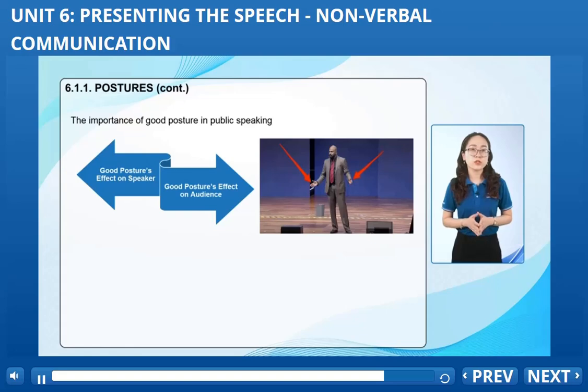Next one, good posture can affect the audience as well. Since we're talking about public speaking, you can't ignore the positive effects of opting for a good posture on your listeners. The findings make it crystal clear that the openness of the speaker's body language and the closeness to the audience improve the positive reception of the speaker.